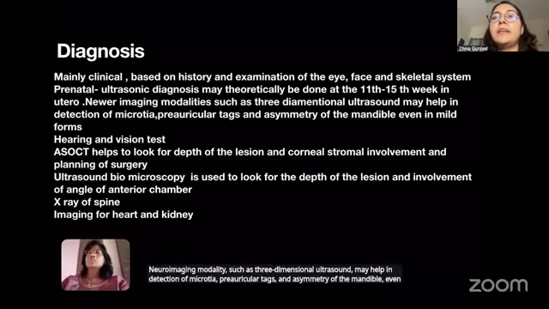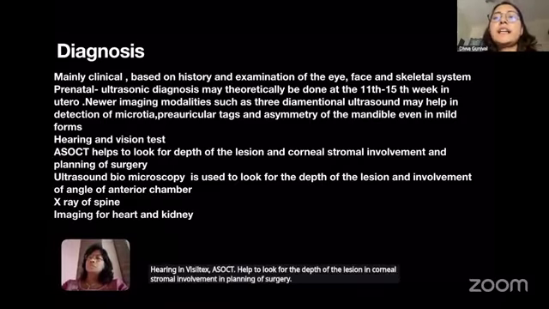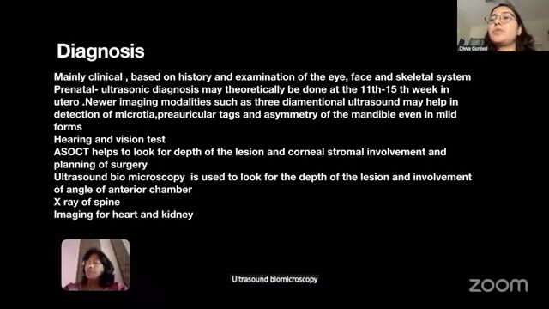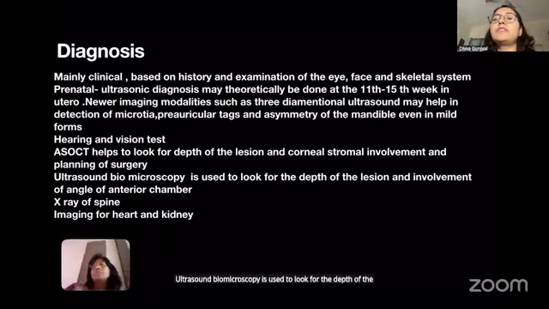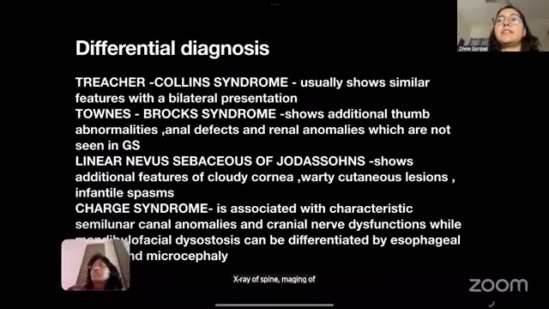even in mild forms. Hearing and vision tests, ASOCT, help to look for the depth of the lesion and corneal stromal involvement in planning of surgery. Ultrasound biomicroscopy is used to look for the depth of the lesion and involvement of the angle of the anterior chamber. X-ray of spine, imaging of the heart and kidney.